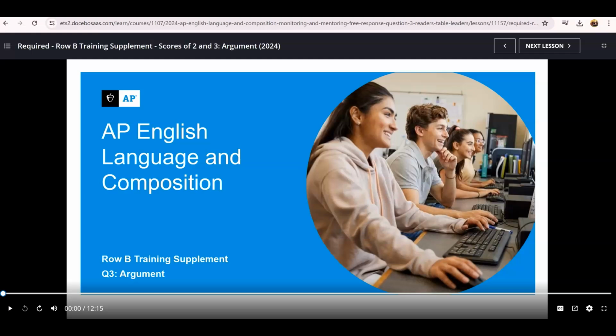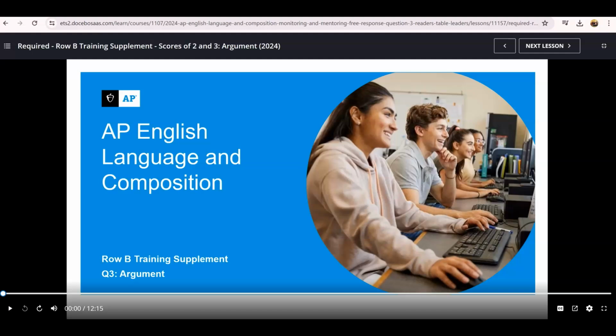Here is the scoring rubric for Row B, Evidence and Commentary. We will be focusing on the distinction between responses that earn 2 points and responses that earn 3 points. Let's begin with evidence. For the purposes of scoring AP English Language FRQ3 exam responses, evidence can be defined as anything that is used to support the student's argument, including historical and literary examples, personal anecdotes, and relevant statistics or facts.